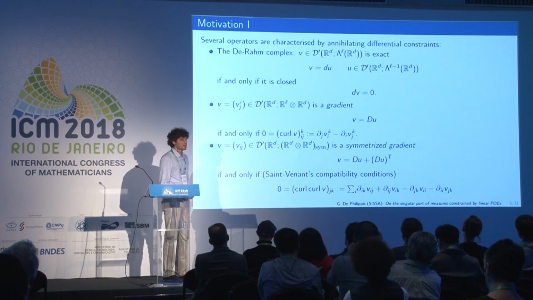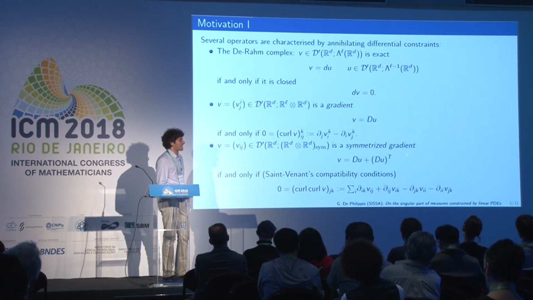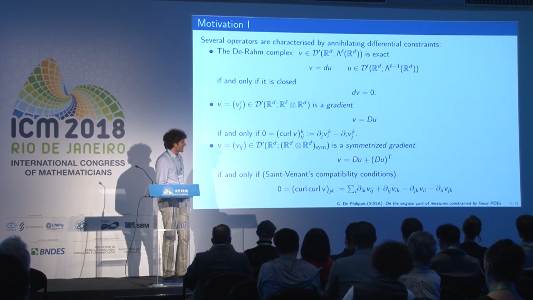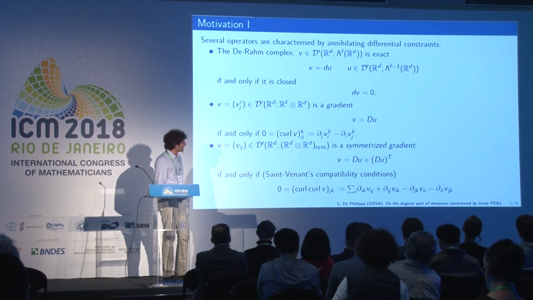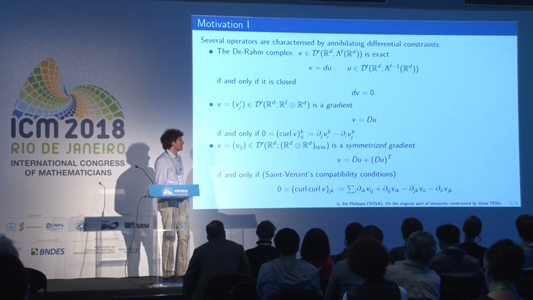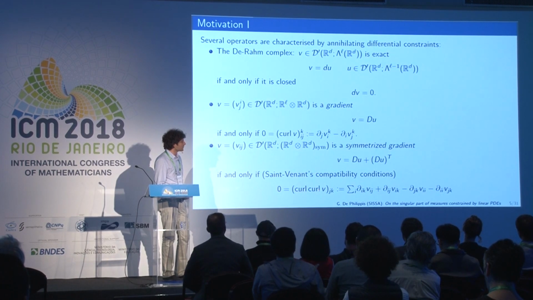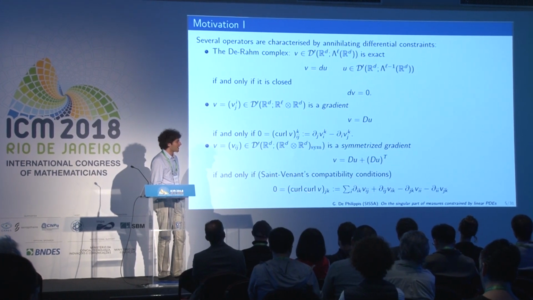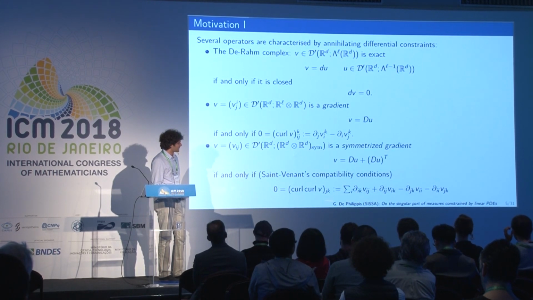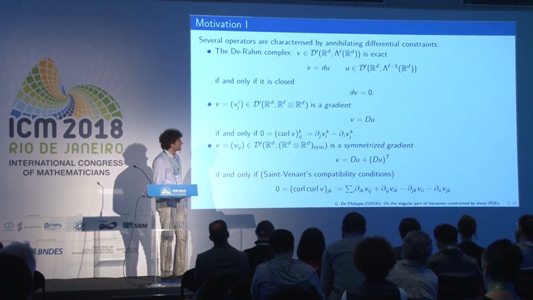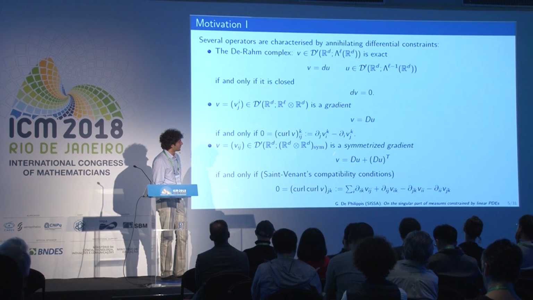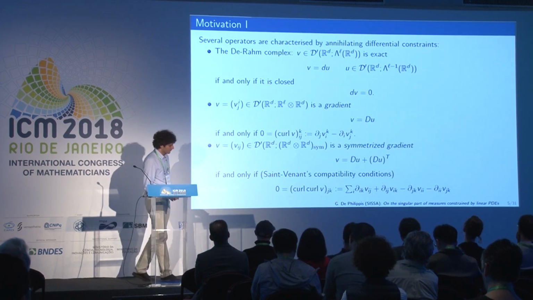And the third example, which is relevant in my talk and also in applications to linear elasticity and plasticity, is the symmetrized gradient. We will say that a distribution with values in symmetric matrices is a symmetrized gradient if and only if it satisfies the so-called Saint-Venant compatibility condition, which means that there is a second order operator, called curl curl, which annihilates it. And you see that all of these are actually systems of linear equations. These two are first order operators, while this is a second order operator.